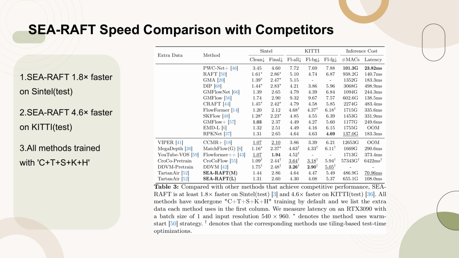Table 3 highlights the superior speed of SEA-RAFT compared to other competitive methods in optical flow estimation. Specifically, SEA-RAFT is at least 1.8 times faster on the Sintel test set and 4.6 times faster on the KITTI test set. This performance is achieved without compromising on accuracy, as all methods included in the comparison have undergone the same comprehensive training regimen, C+T+S+K+H, by default.